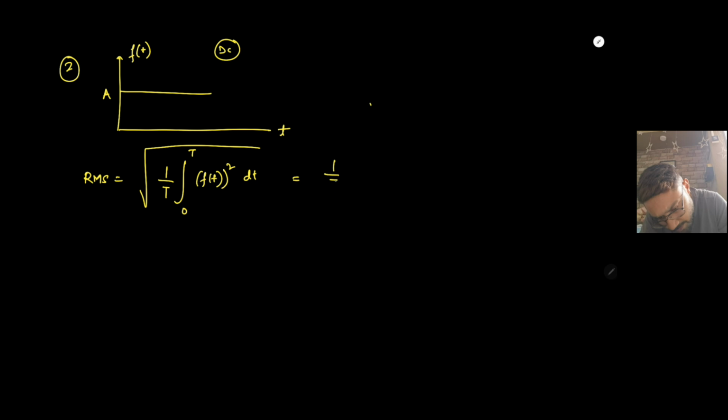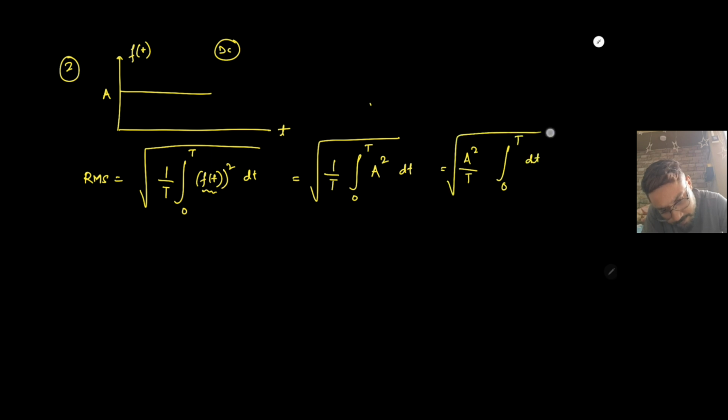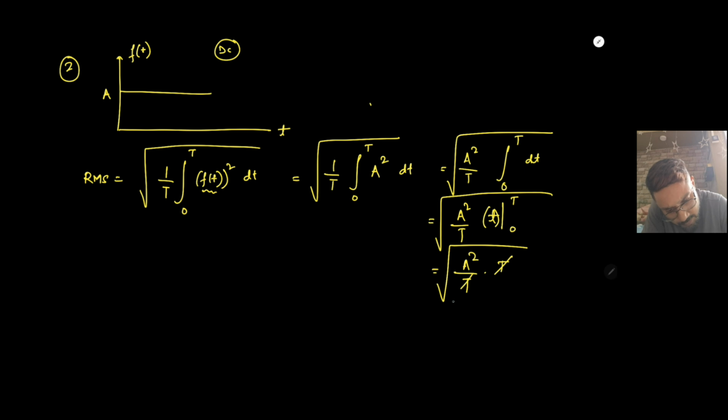So it will be 1 by T, 0 to T. What is the value of f(t) over 0 to T? It will be constant as A. It will be A squared dt. A squared by T, integration of dt. Integration of dt is t, and it will go from 0 to T. It will be root of A squared by T times T. It will be A.